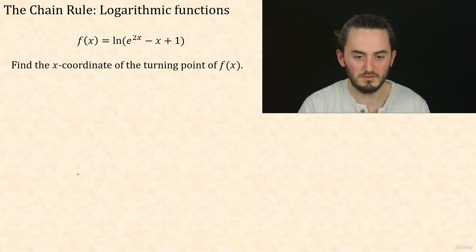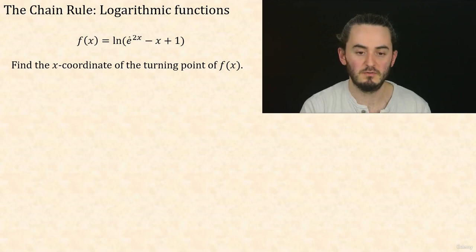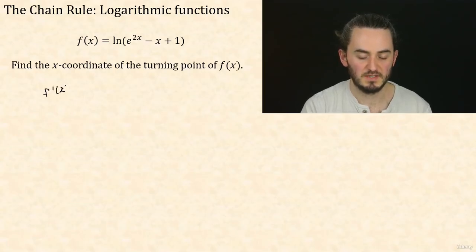Okay, let's apply this to the following question. Find the x-coordinate of the turning point of f of x if f of x is this: ln of e to the 2x minus x plus 1. So the turning point is when the derivative f dashed of x is 0. So what is that going to be?